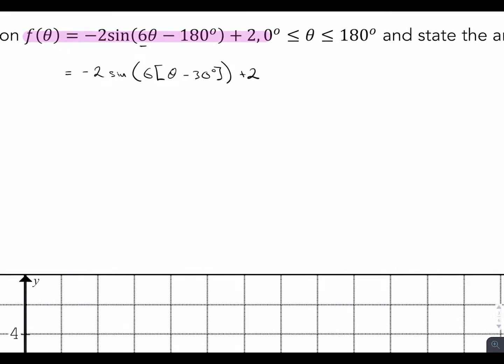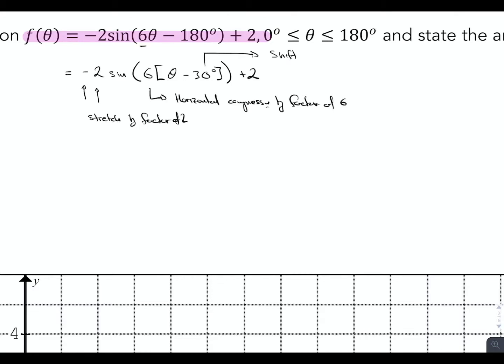So we have all our values here that we need to graph. Namely, we notice that we have a reflection in the x-axis. This is a stretch by a factor of 2. This is going to be a horizontal compression by a factor of 6. We have a phase shift, and this is going to be right 30 degrees. And finally we have a shift up, and that is 2 units.